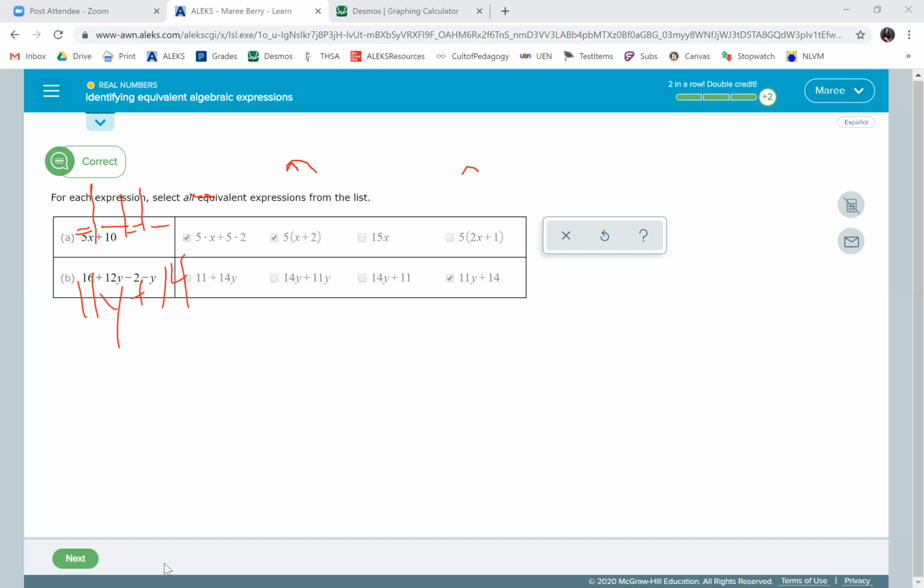So you might have to kind of practice the distributive property and just finding ones that mean the same thing. What's on the left has to match what you pick on the right. So that's the end of the lesson, and I hope that helps a little bit.